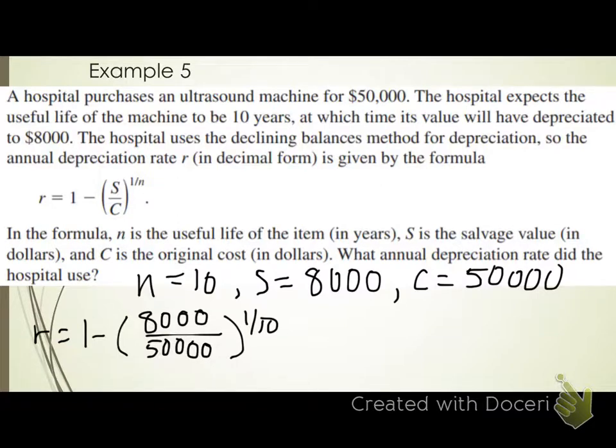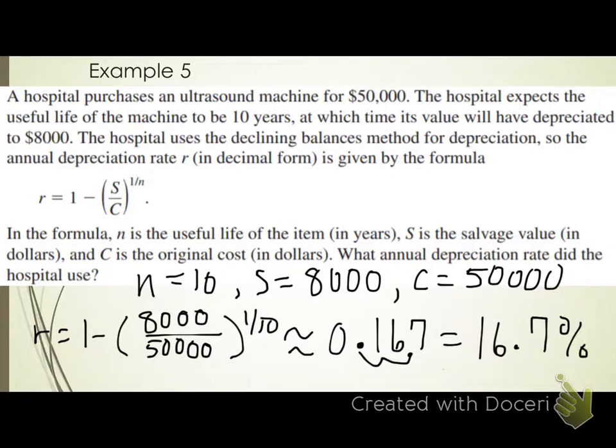So what are we getting approximately? Let's go to 3 decimal places. 0.167. If you wanted to do that as a percent, you can move your decimal 2 places to the right. So the annual depreciation rate that the hospital used was 16.7%.